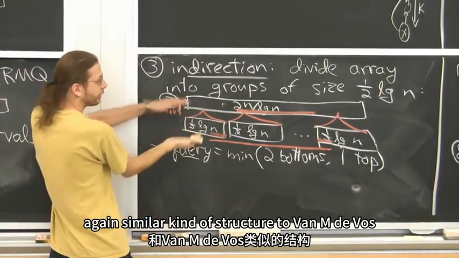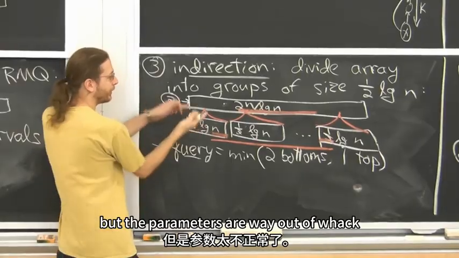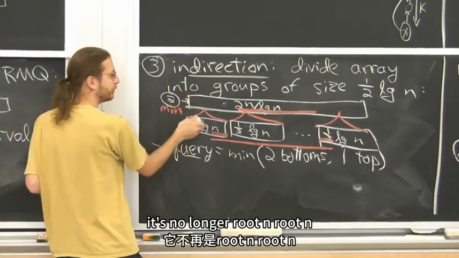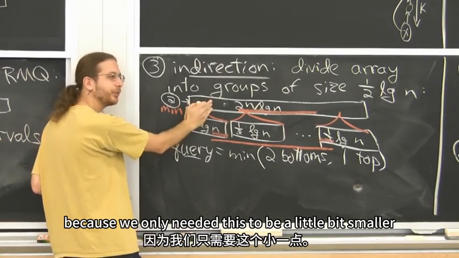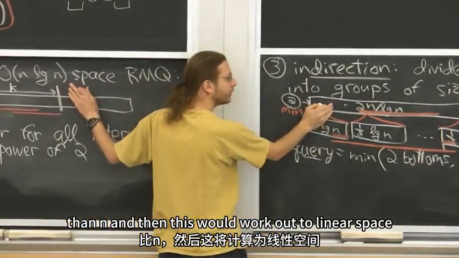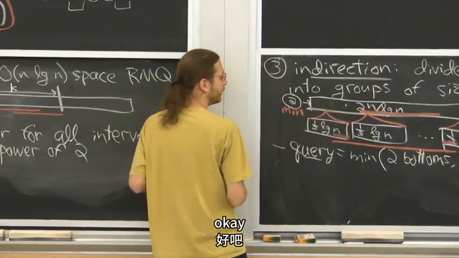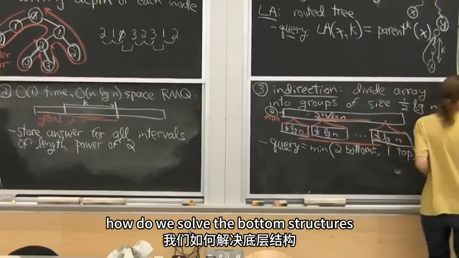Again, similar kind of structure to Van Emde Boas. We have a summary structure and we have the details down below, but the parameters are way out of whack. It's no longer root n, root n. Now these guys are super tiny because we only needed this to be a little bit smaller than n, and then this would work out to linear space. Okay, so step 4 is going to be how do we solve the bottom structures?